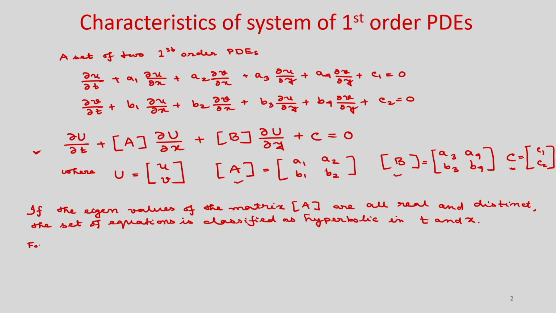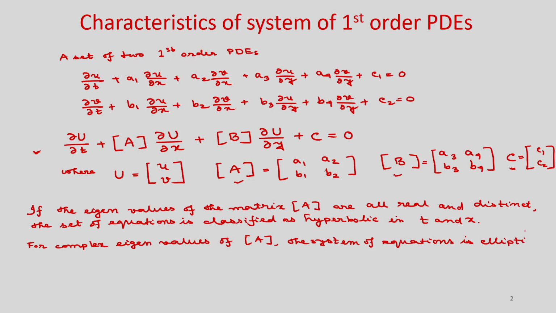Now, for complex eigenvalues of A, the system of equations is elliptic. So, if you have complex eigenvalues, then it will be elliptic in T and x. Similarly, for the B matrix, if the eigenvalues are complex, then the equations will be elliptic in T and y.